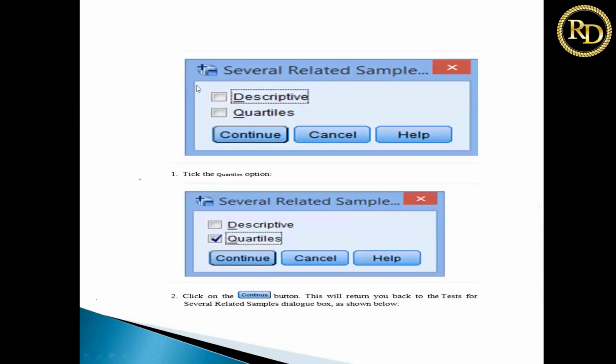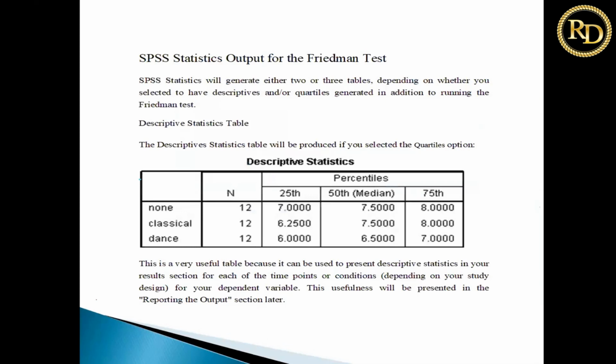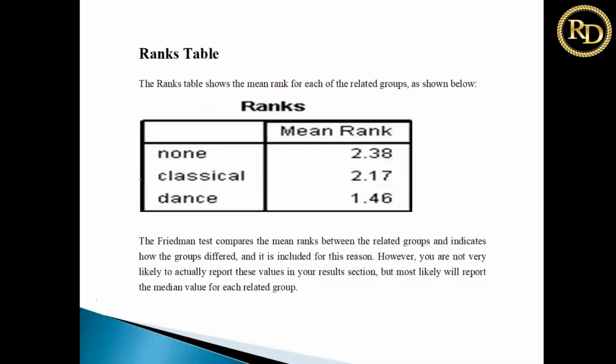Statistics, you can have descriptive statistics, quantiles. So you put which you wish and then click on OK. So you will get the descriptive statistics. Here we have 12 persons. These are the percentiles of their scores, and these are the ranks with no music, classical music and dance music. So you can see here which one is going to be significant.